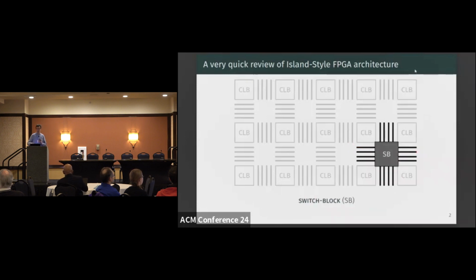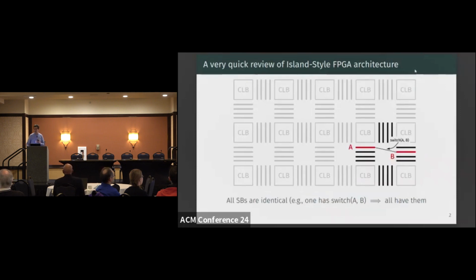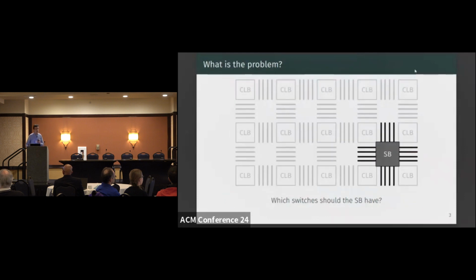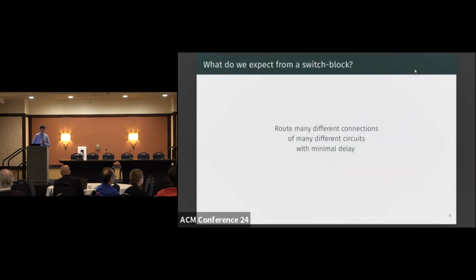The collection of all the switches at the intersection of 2 channels is what we call a switch block. What's important to note is that usually all of the switch blocks are identical. So if there is a switch in one, it will also exist in all the others. Our task in this presentation is to determine which switches should be in the switch block, in order to guarantee that the switch block can route many connections of many different circuits with a minimal delay.